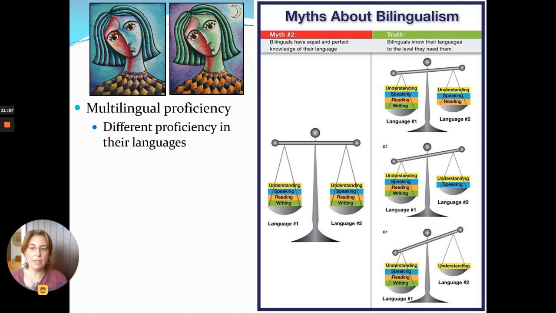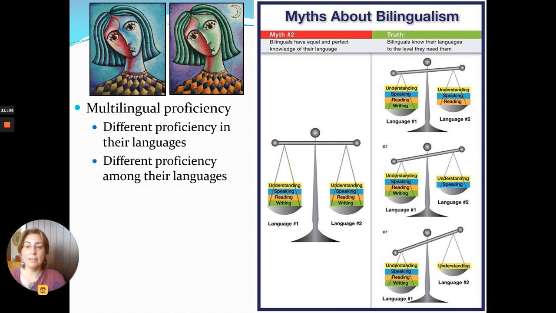A multilingual person can have different proficiency in their languages, and that's actually the norm. So they can also have different proficiency among their languages. In one language they might know understanding, speaking, and reading, and in the other one they know understanding, speaking, reading, and writing. You can also have a writing ability only in one language, and in the other language have understanding, speaking, reading, and writing ability. A multilingual can understand and speak their language and not read and write it because they've never been to school in that language, for example, and so forth.